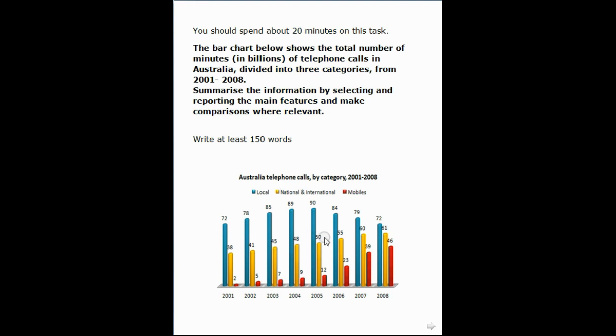So as we see in the bar graph, there are 3 bars for 3 categories of telephone calls. The blue bar is for calling minutes of local calls, the yellow bar for national and international calls, and the red bar for mobile calls. On the x-axis, we have the corresponding years for which the calling data is displayed. As we can see here, the calling minutes are in billions. So now let's move on to our answer.